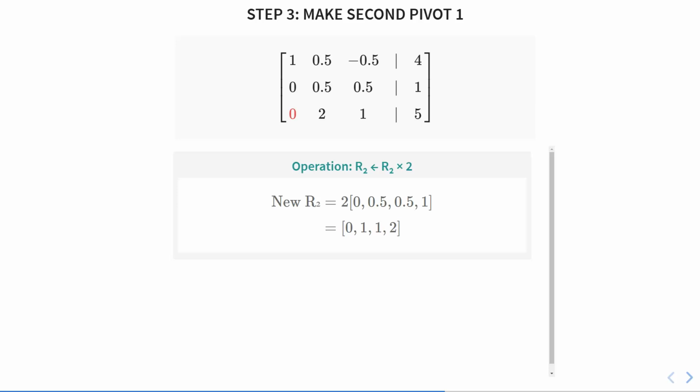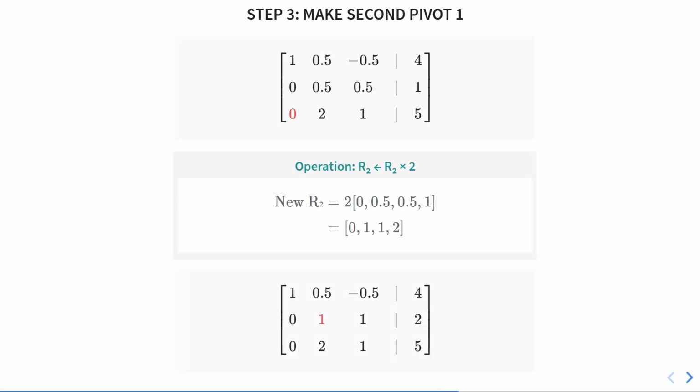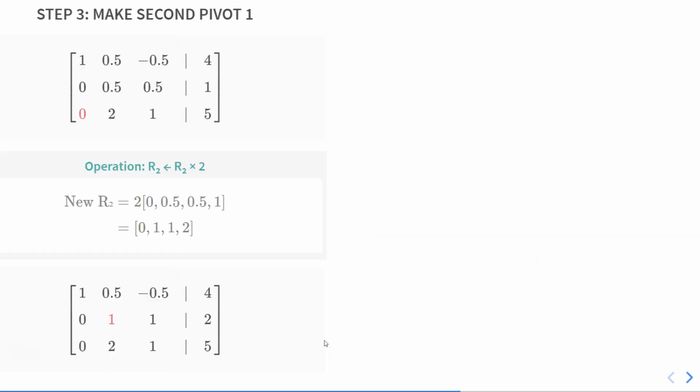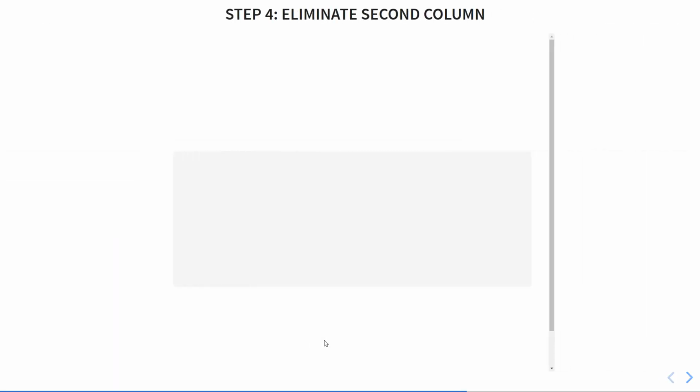So now if I plug in the new R2, my new matrix will be 1, 0.5, minus 0.5, 4; 0, 1, 1, 2; 0, 2, 1, 5. Now my next step will be to make the third row, second element 0. Then it will be the upper triangular matrix. For that, step 4: eliminate the second column.